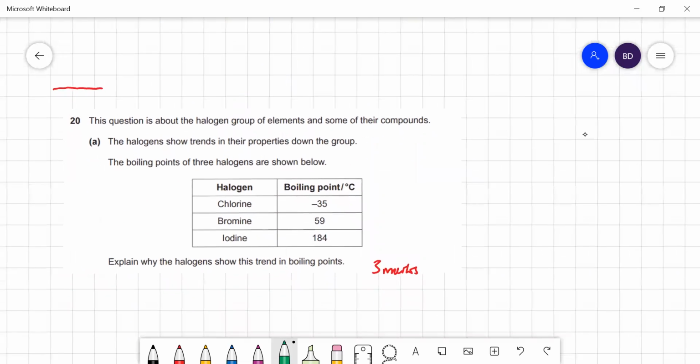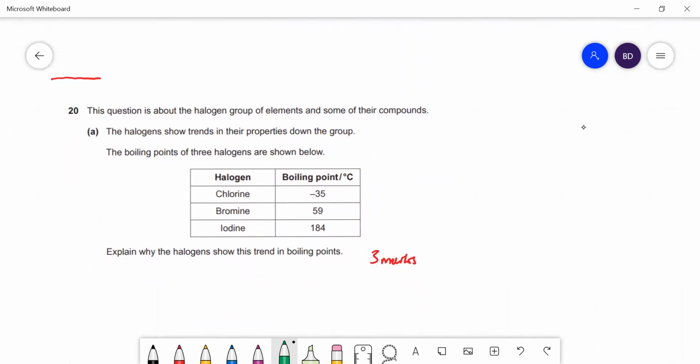Okay, question about halogen group of elements and some of their compounds. All right, the boiling point of the halogens is shown below. The boiling point increases. Right, so why have we got an increase in boiling point? Well, all of these molecules are diatomic. Obviously, we're not going to have a permanent dipole because it's the same atom. So the intermolecular forces present are London forces. And the London forces get stronger as you go down the group.